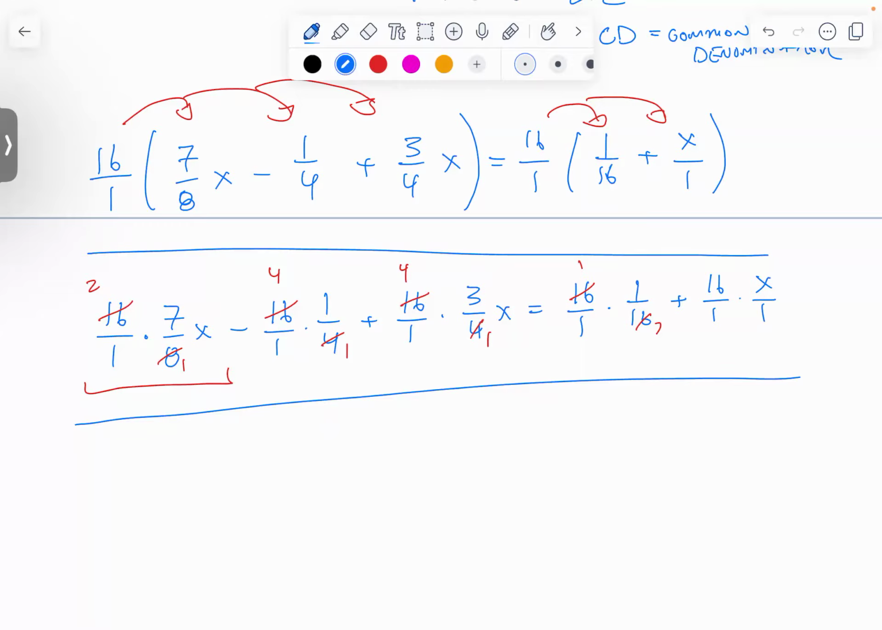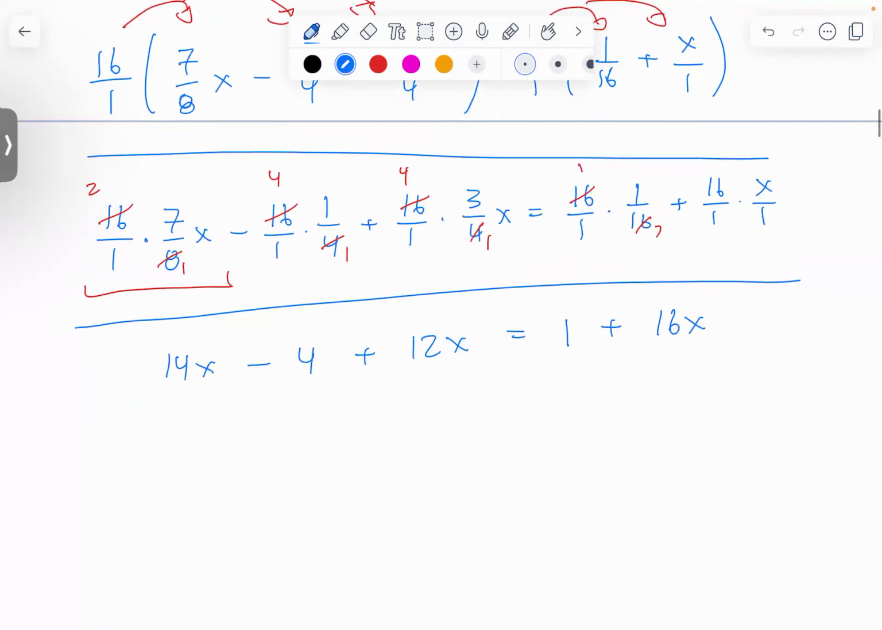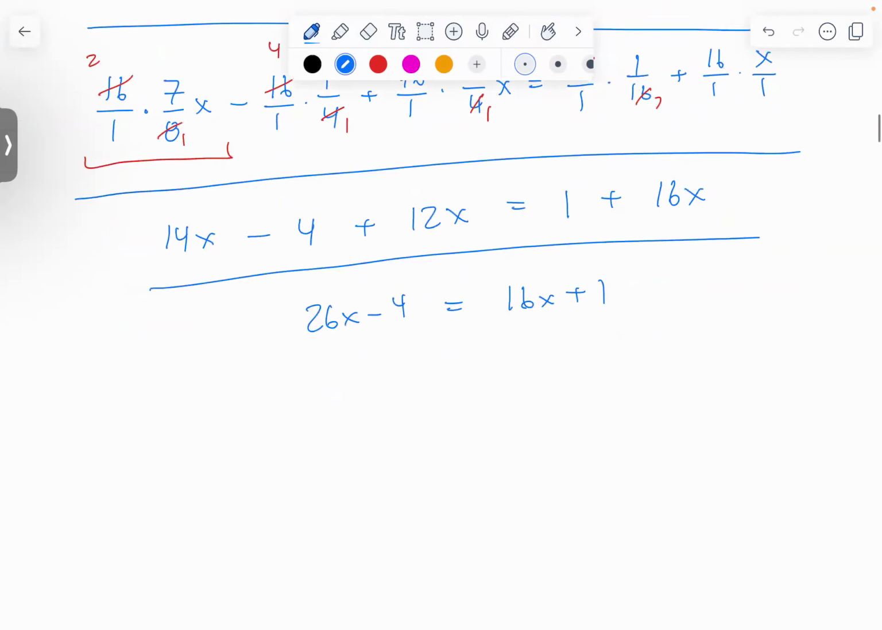Now watch. All right, so this first piece, 2 times 7x, 14x, minus 4 times 1, plus 4 times 3x, 1 times 1, 16 times x. Notice, all right, no fractions. Then I can just simplify this down. All right, what are we at? 26x minus 4 equals 16x plus 1.